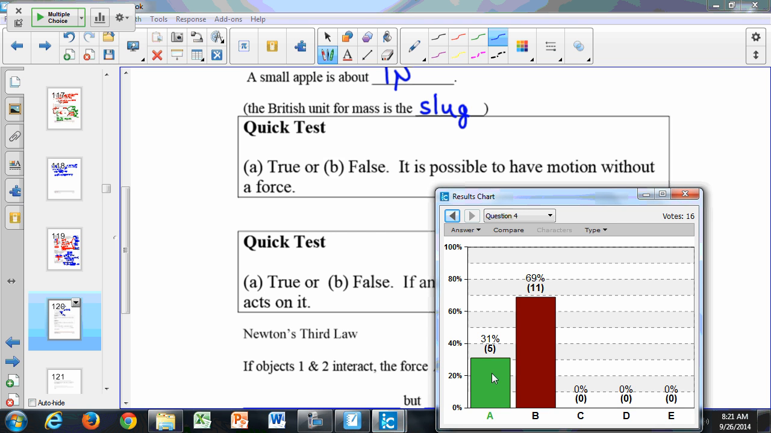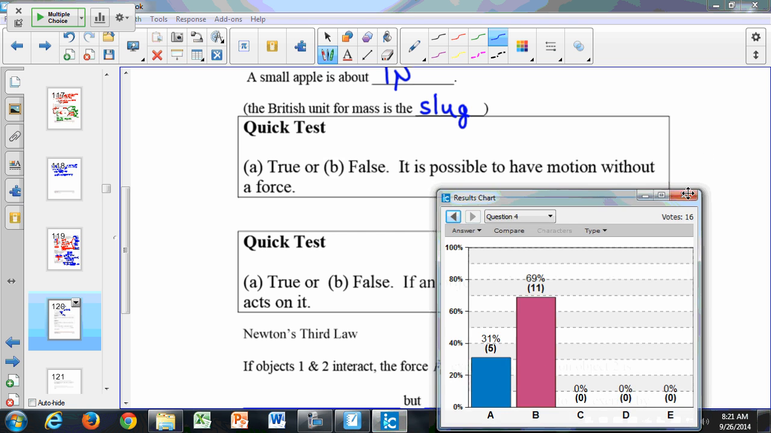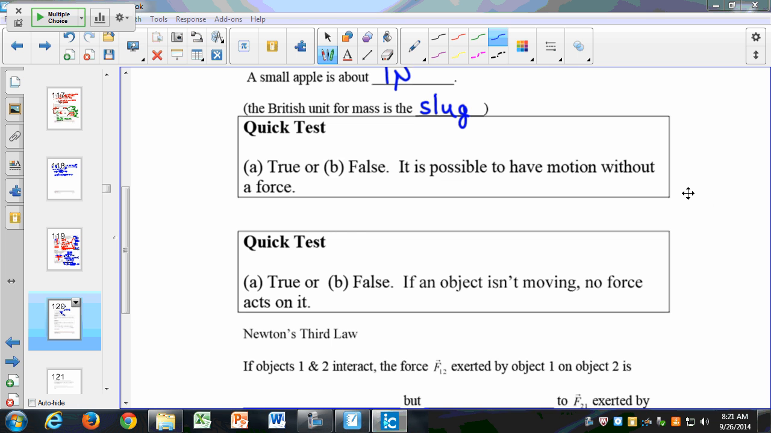Let's see. I'm not going to mark either one correct then. I'll just leave them both open. So it is possible to have motion without a force. That is a true statement because you can have something moving and not have any forces acting upon it. Okay. So the answer there is true.